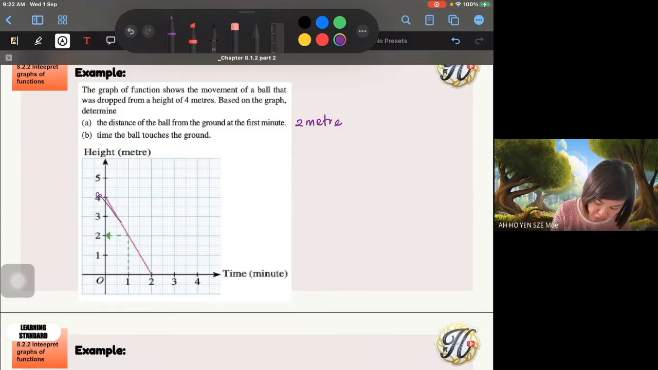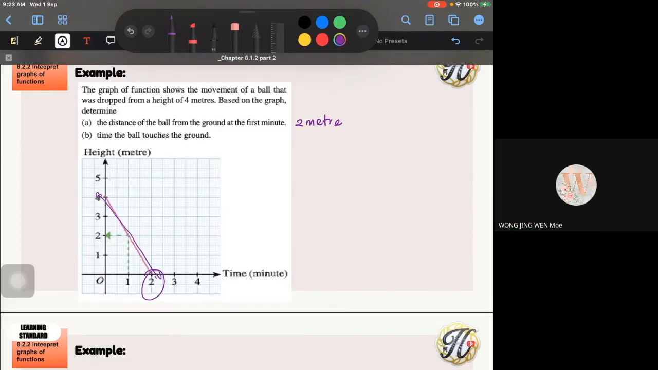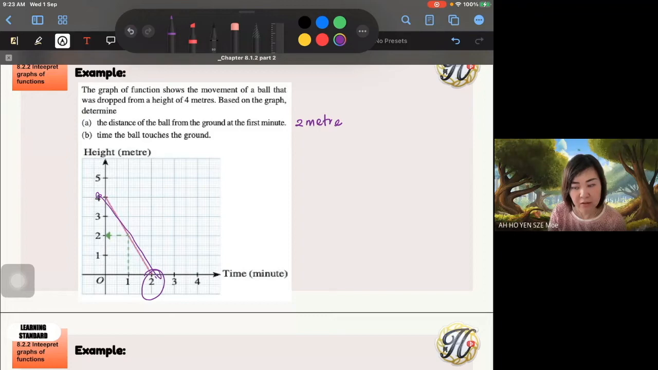From here, drop here already. So what's the time? When the ball drops to the ground? Two seconds. Okay, so here is 2 already. I already circled the answer. So it's 2 seconds or 2 minutes, also can, up to you. Okay, so this is how you interpret from the graph.